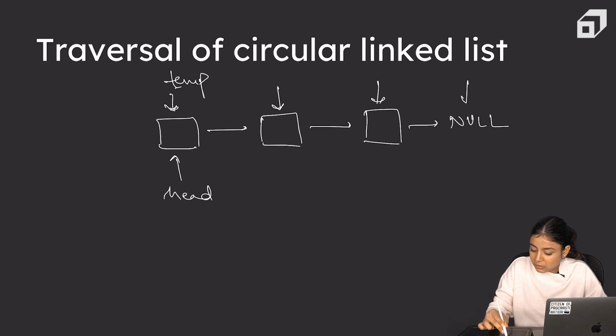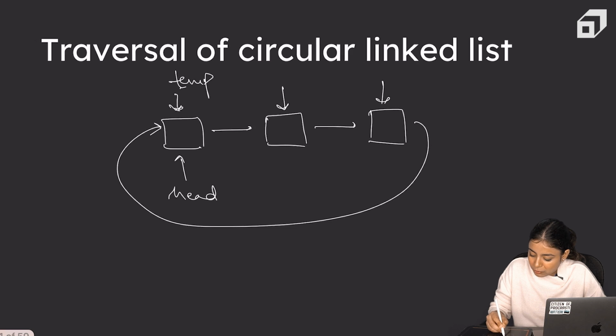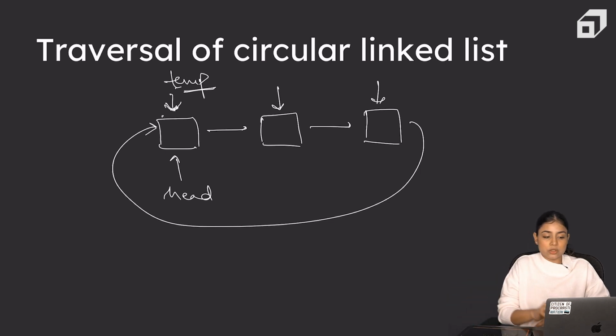Here, in the case of a circular linked list, we do not have this null. What we have is the last node's next pointing to my head node. So what I'll have to do instead is check if my temp pointer reaches my head node again. If I start my temp pointer at head and while traversing it reaches the head node once again, that means my entire linked list has been traversed. So that will be our stopping condition here.